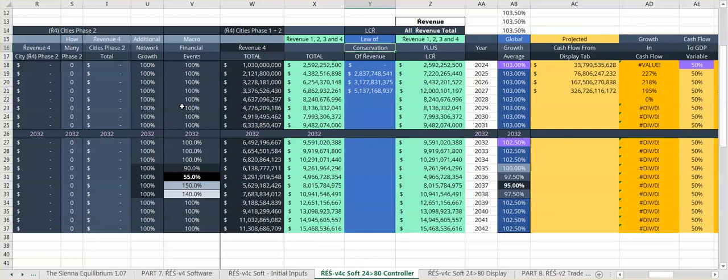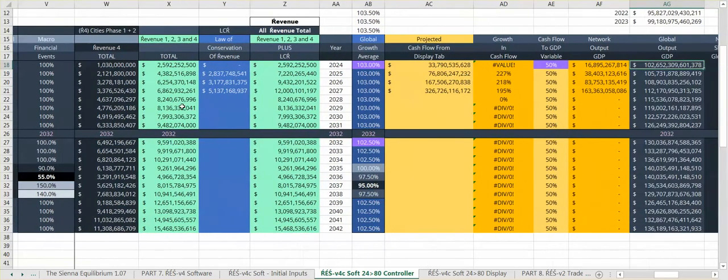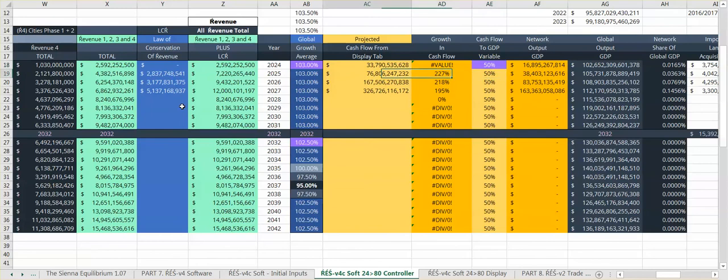Anyway, we've got the year, what have we got? Global growth again. And what have we got here? Okay, projected cash flow. Very important. Okay. Growth in value. That's just telling us how much growth. Okay, this is telling us how much GDP based on a cash flow variable of 50%. Global output is a calculated.